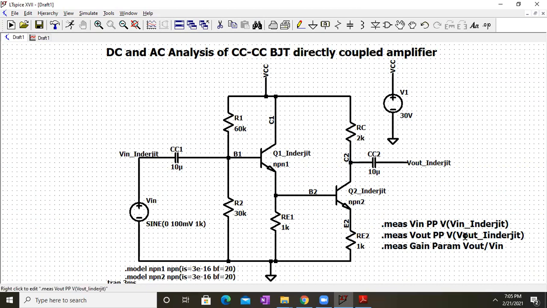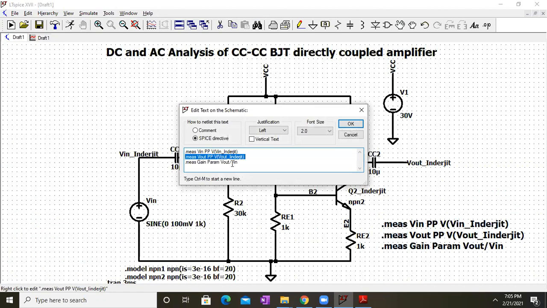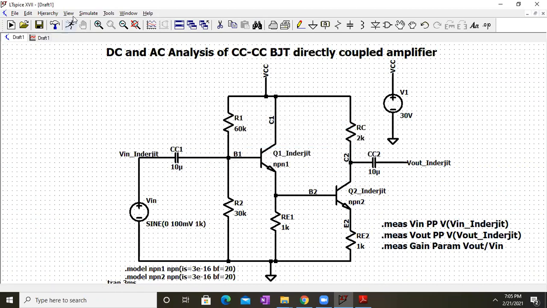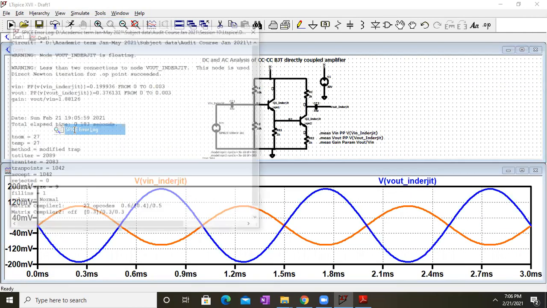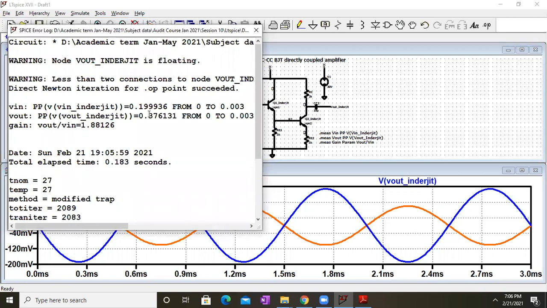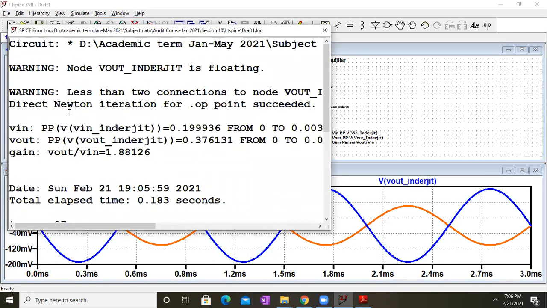Okay, dot measure V of V out. You see, one mistake in the name and the entire thing will be wrong. So one name mistake was there. I think now it will not give an error. Let me go to view again, spice error log, and here it is. You see here the values we are getting, and directly the software, LTspice, is calculating the gain for us.